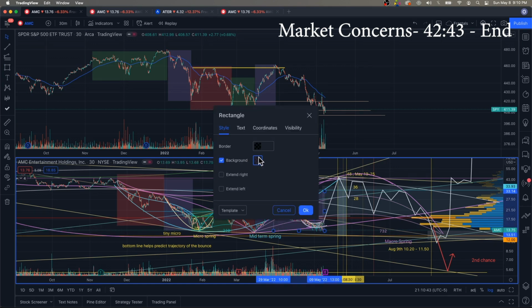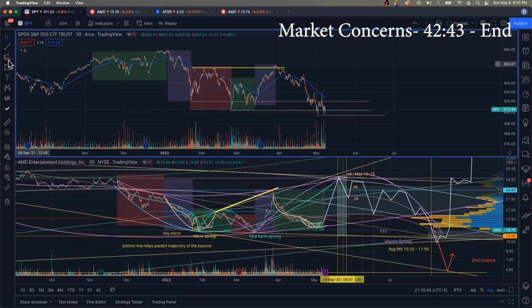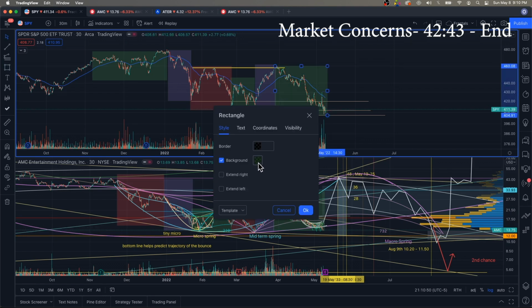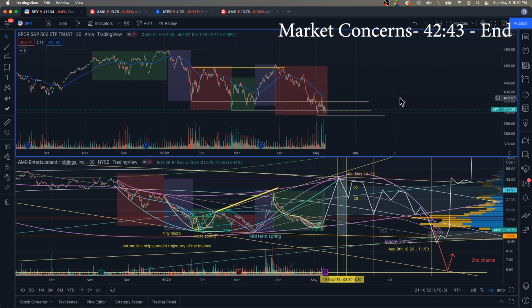okay? But I'm actually going to put this as green, and I'm going to put this as red because SPY made a lower low. Maybe you can call it a spring. AMC did not. All right, it held its own. Why do I think that's sort of significant?